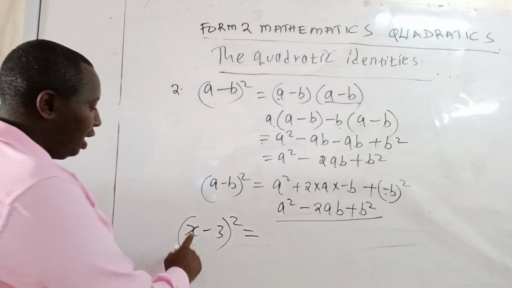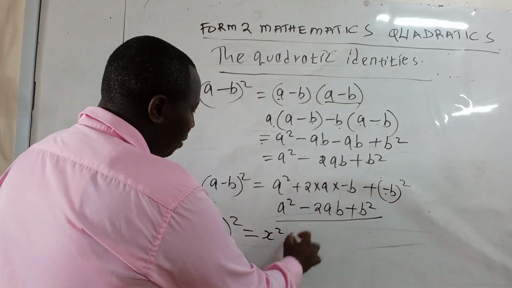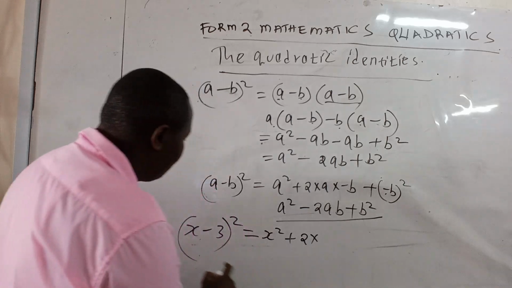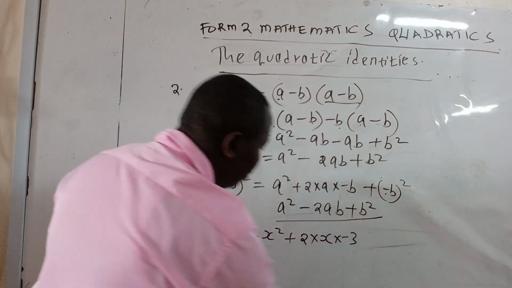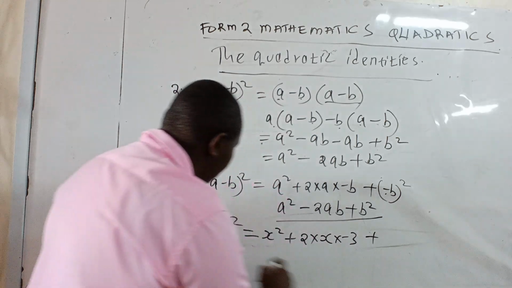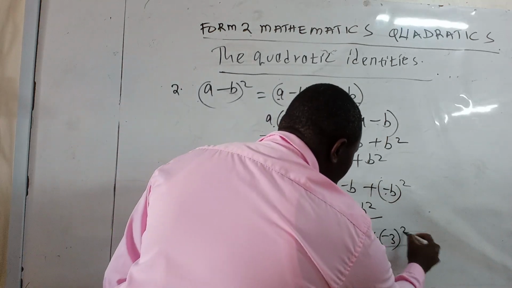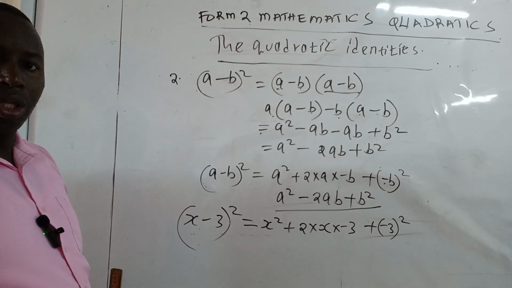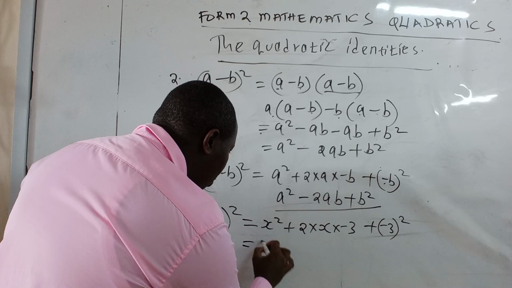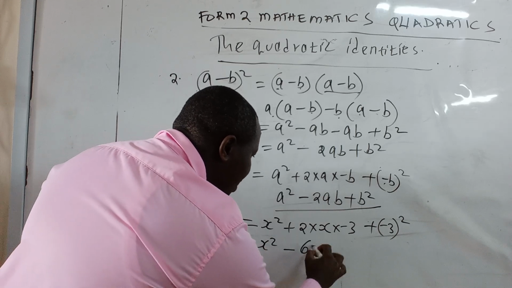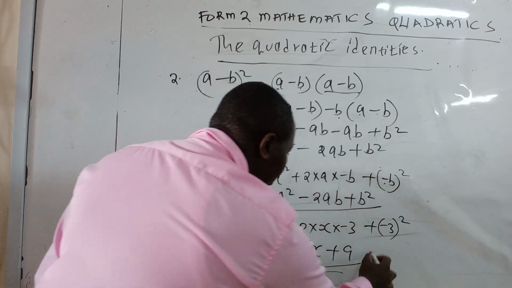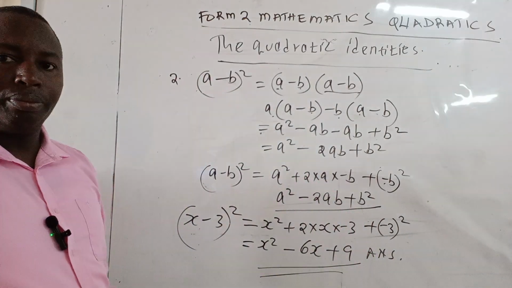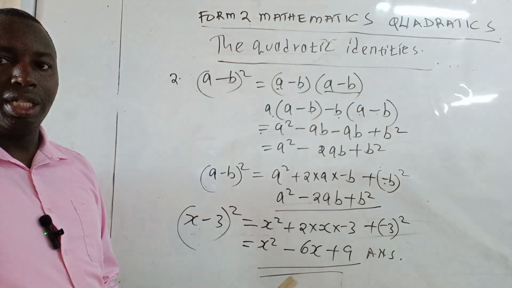So what do you do? Take x squared, the first term, plus the second value, which is 2 times x times minus 3, plus minus 3 squared. Now you're using quadratic identities. So therefore, this is x squared minus 6x plus 9. That's the answer. That's the second part of the quadratic identity.